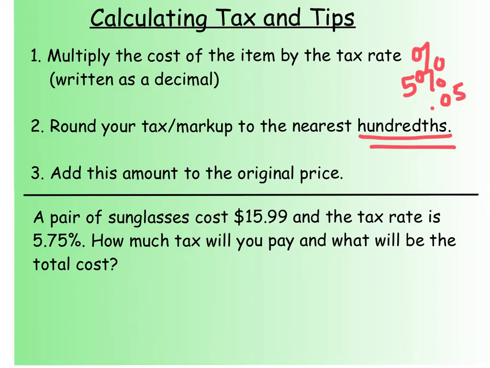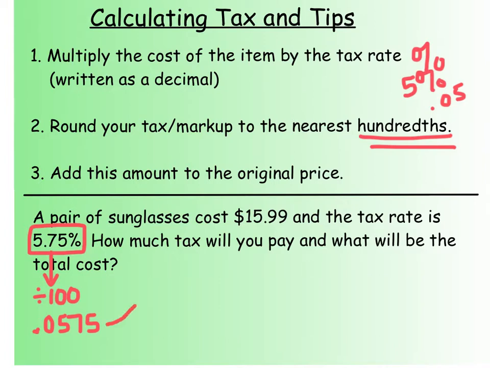So a pair of sunglasses cost $15.99 and the tax rate is 5.75%. How much tax will you pay and what will be the total cost? So let's go ahead and follow these steps. First off, the tax rate, we talked about how you can't have it written as a percent. It needs to be written as a decimal. So what we want to do is divide our tax rate by 100. That gives us 0.0575. Now that we have that number, we're going to multiply the cost of the item by the tax rate.